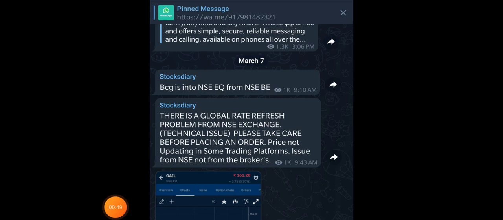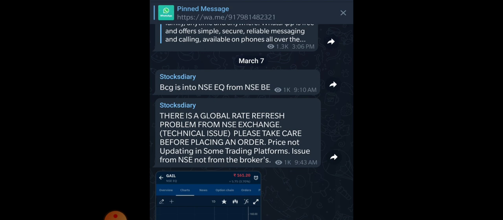Before we go to the complete charts, in the morning itself in the Telegram group, I mentioned about BCG. Many people were confused about why the chart pattern suddenly changed, because the stock has come into the NSE equity category from the BE segment. So what is the actual difference? In equity, obviously we can do intraday trades and BTST trades, buying and selling on the same day, as we do in any large cap or normal company. That is what is called NSE EQ.